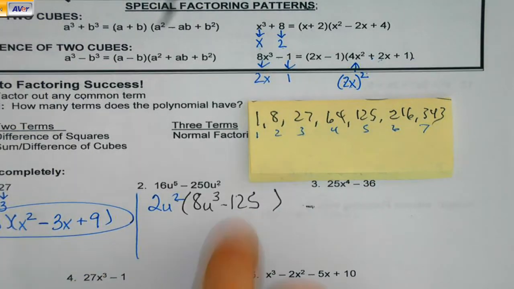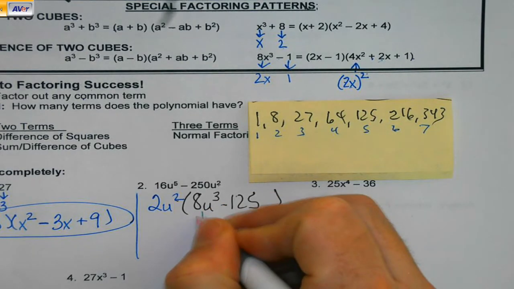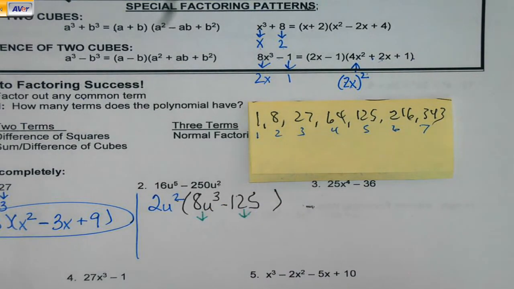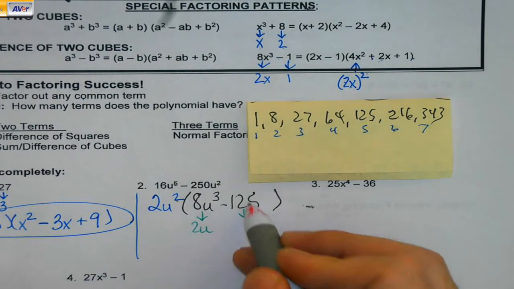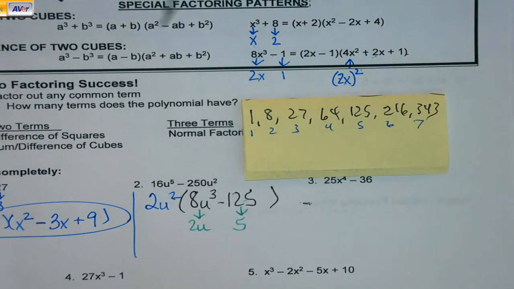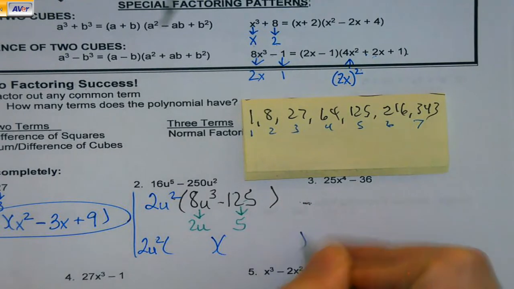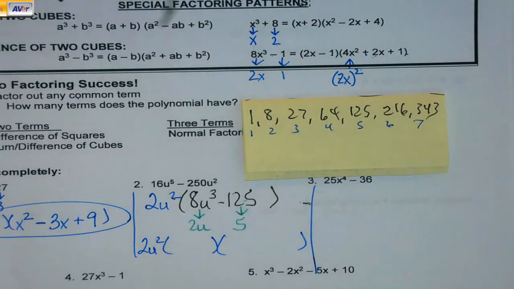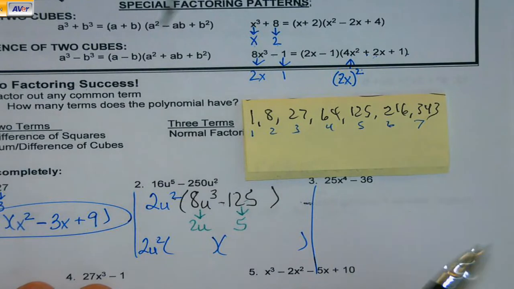I need to break this down a little bit more. So I'm going to take each of my terms. What do I cube to get 8? 2 and u. What do I cube to get 125? 5. So let's see what this is going to look like. I've already got this 2u squared on the outside. That's still going to be there. And now I'm going to follow my pattern for a difference of cubes, because there's a minus in the middle.